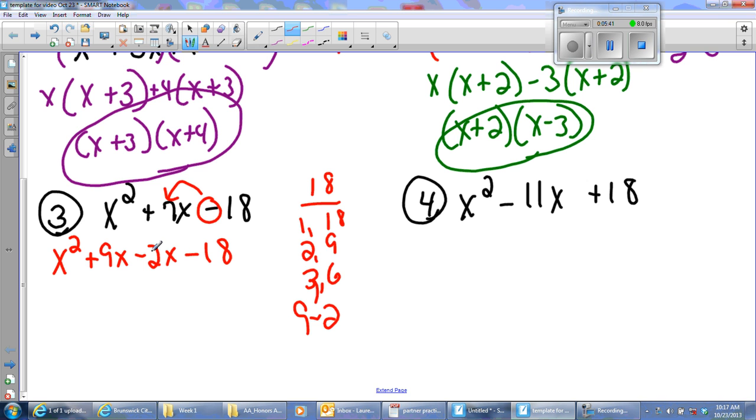Some of you are thinking, Mr. Lawrence, could I have written minus 2x plus 9x? Does it equal positive 7x? If it does, you can rewrite it that way.